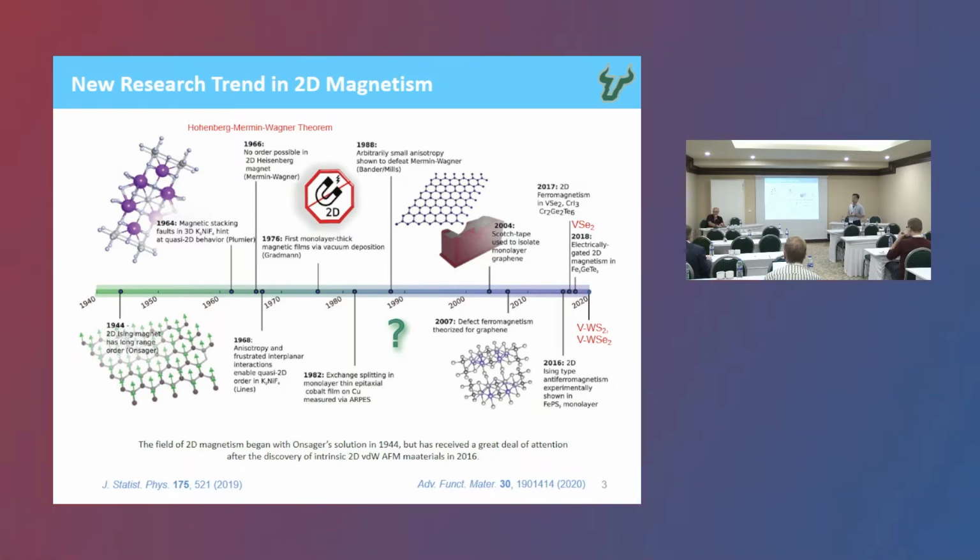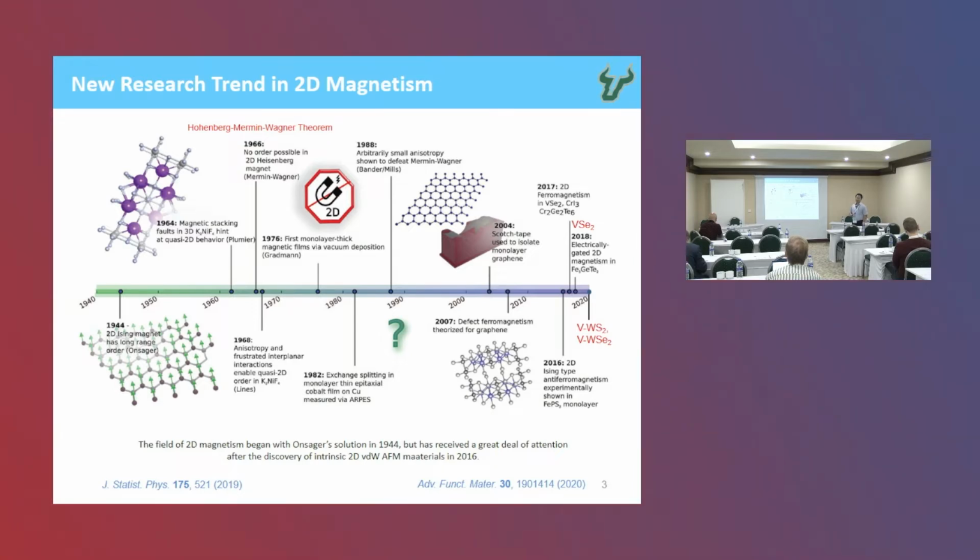Just come back to the history a little bit. Why is there a new research trend in 2D magnetism? I hope that you can see clearly from here that the field of 2D magnetism began with Onsager's solution in 1944, talking about the 2D Ising magnet. However, a lot of attention basically occurred when the first report on intrinsic 2D antiferromagnetic order in 2016, and the year after, 2017, two important works on chromium iodide and chromium germanium tellurides. And they show that magnetic order exists at finite temperature when the thickness is reduced to monolayer or bilayer.